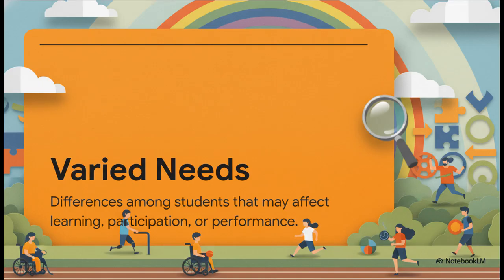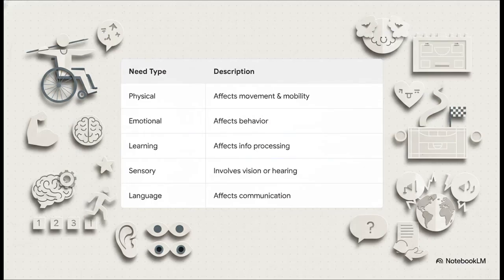Your job is to anticipate that these varied needs exist right from the start and plan things out so your gym is accessible to absolutely everyone. Let's break down those varied needs into 5 specific areas. You're definitely going to be tested on these, but more importantly, you're going to see them in your real students. First up, physical challenges. This affects movement, mobility, or strength, kind of like our student from the throwing drill.